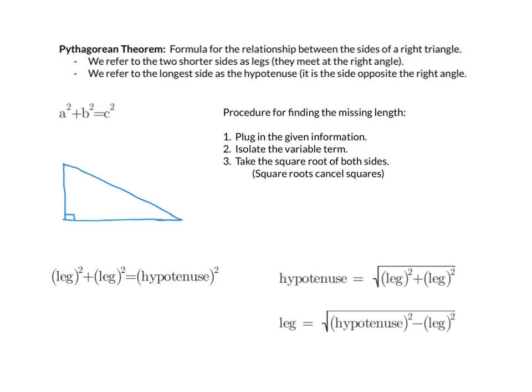So our procedure for finding the missing length, we're going to plug in the given information into our formula, which is a squared plus b squared equals c squared. We want to isolate the variable term, and then we're going to take the square root of both sides. Now, some other formulas that you might see is a and b are known as the legs. So we can do leg squared plus leg squared equals hypotenuse squared. Or we can also use one of the formulas over here. Now, me personally, I prefer using a squared plus b squared equals c squared. It's a little simpler, and you don't have to memorize as many words or formulas. All right, so let's go ahead and jump in and see how this works.